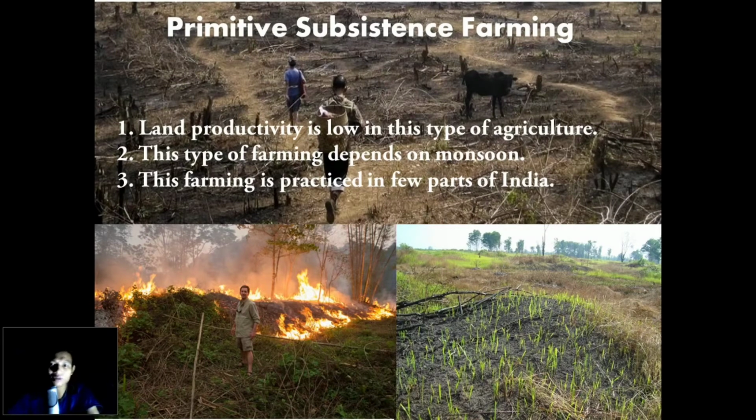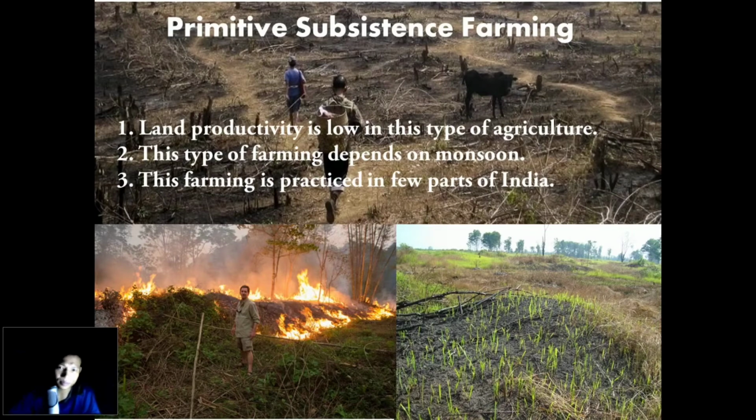This type of farming depends on monsoon for irrigation. It is practiced in a few parts of India. You won't find it everywhere, only at remote places, and also in tribal areas and hilly areas.